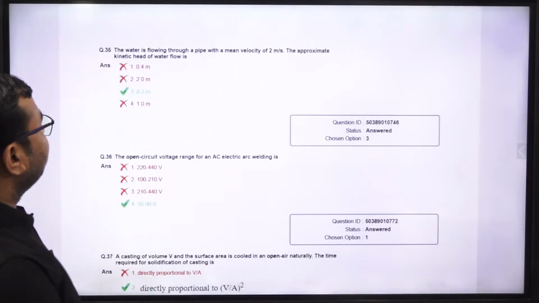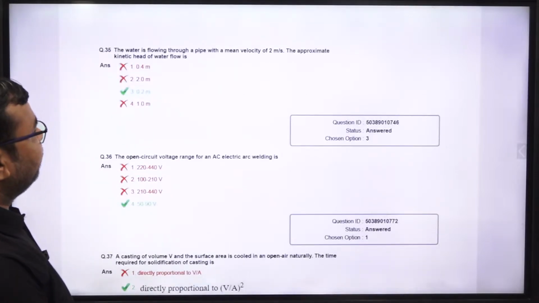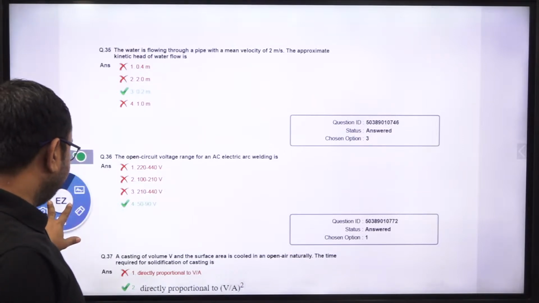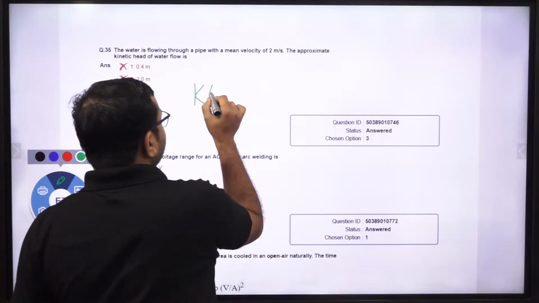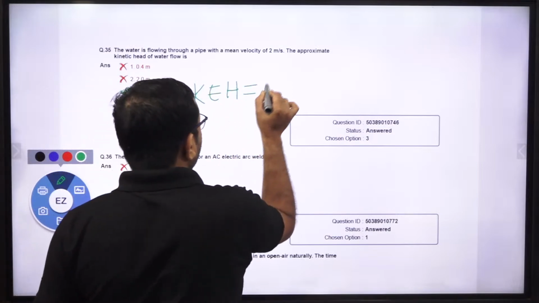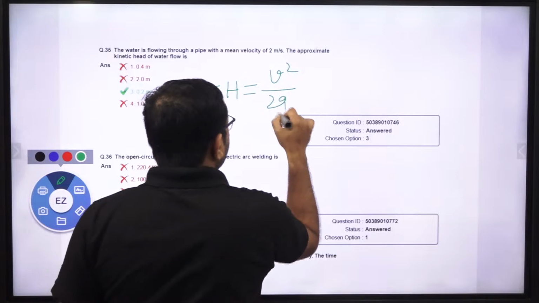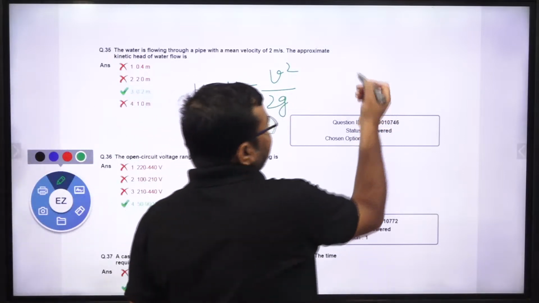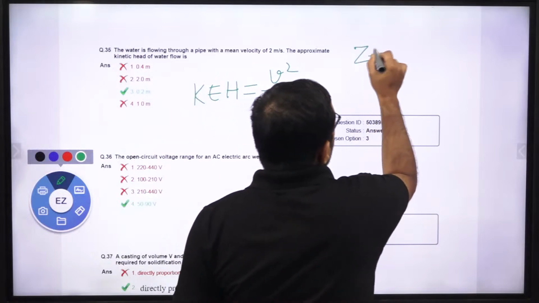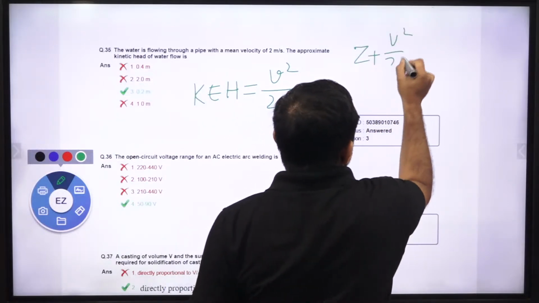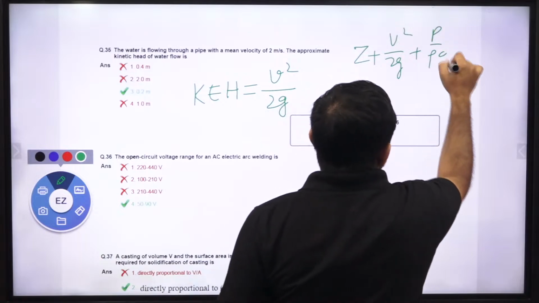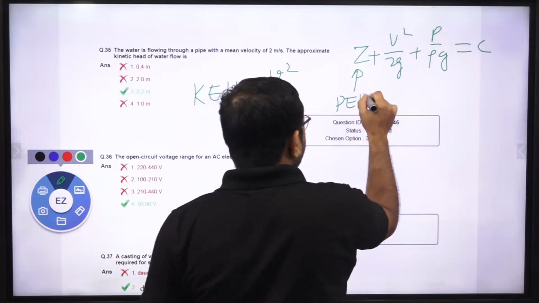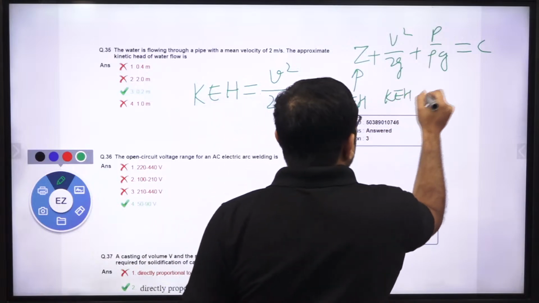The water is flowing through a pipe with a mean velocity of 2 meter per second. The approximate kinetic head of the water is. So what about kinetic head? Kinetic energy head is nothing but V square by 2g. With the help of this, let's see the Bernoulli equation: Z plus V square by 2g plus P by rho g is equal to constant, where Z is the potential energy head, V square by 2g is the kinetic energy head, and P by rho g is the pressure head.